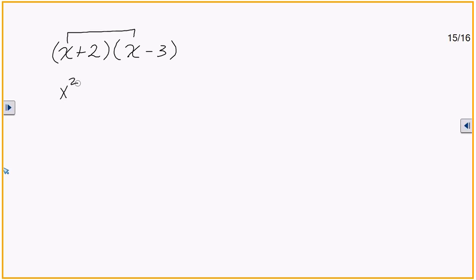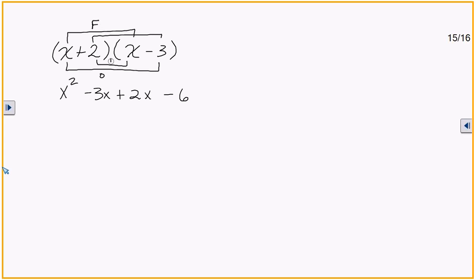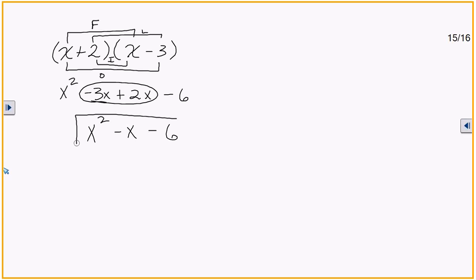So first, x squared, outer or outside, inside, and last. So first, outside, inside, last. FOIL. And that's going to give us x squared. These two usually, not all the time, but usually combine like terms. Negative 3 plus 2 is negative x, minus 6. And this is what we call a quadratic.